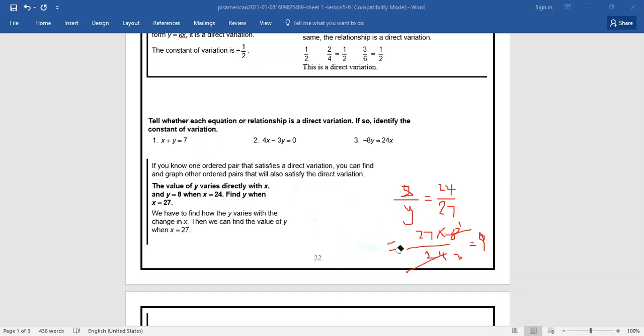Any question till this point? Any questions so far, grade 9? No. Okay, let's move to the next part.